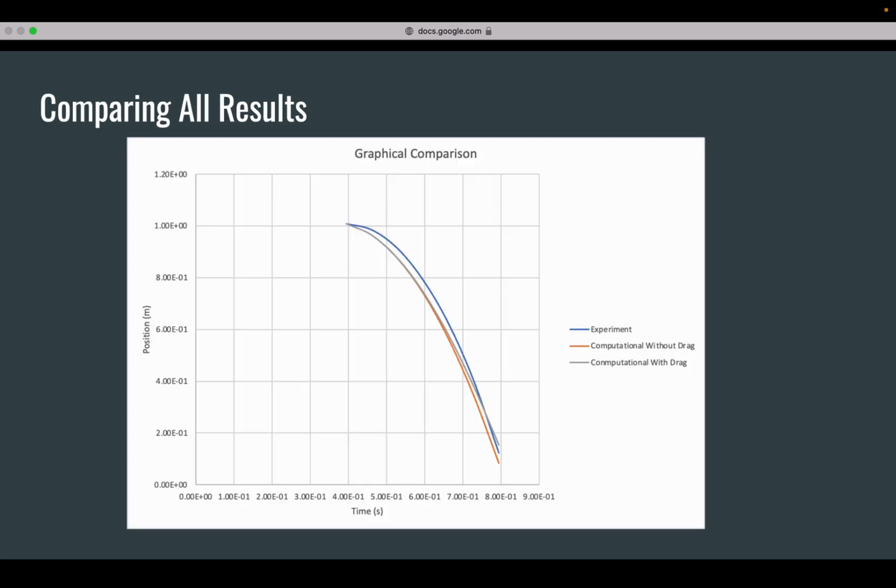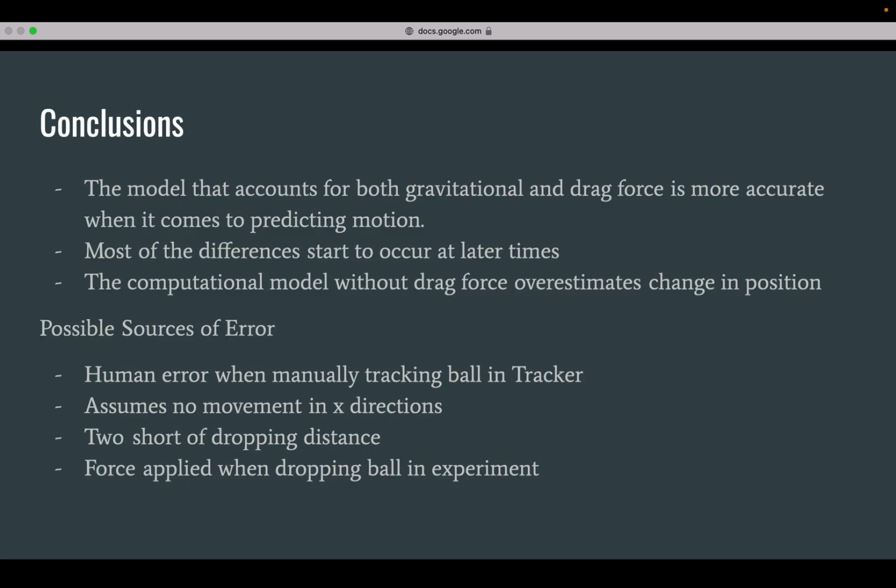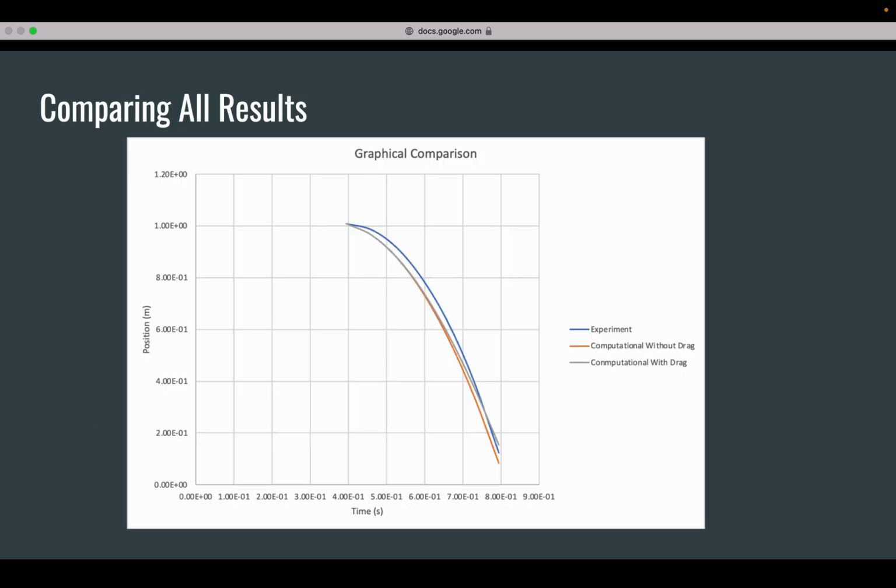Here's the graph that compares all 3 models. The computational model without drag, in orange, is the most different from our tracker data. It immediately curves downward more dramatically, over-predicting the ball's position in the negative direction the entire time. This is likely due to the missing drag force, which means that there is no force opposing the downward gravity force. The gray line, which represents the computational model with drag, is more similar to our tracker model and with a much more similar final position.